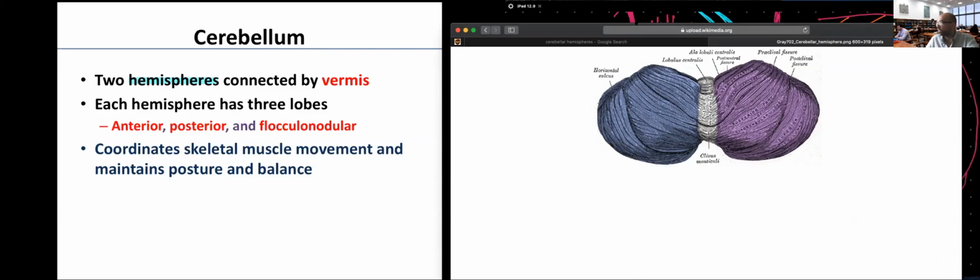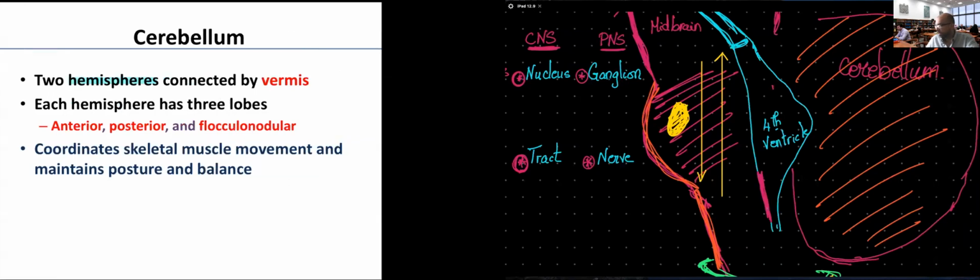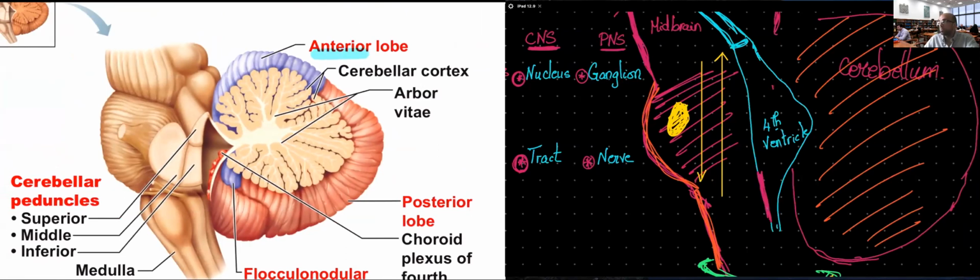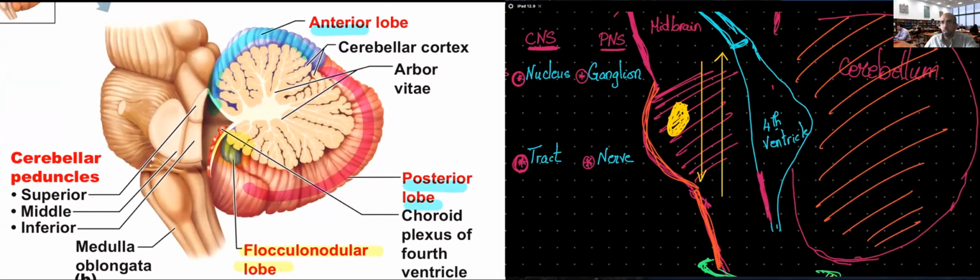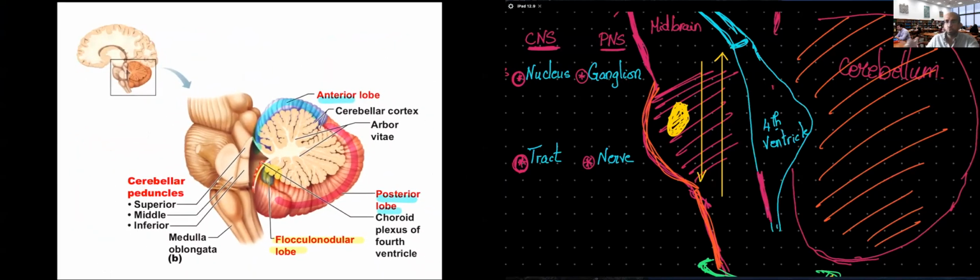Vermis. Each hemisphere is formed of three different lobes. We're looking on here: the anterior lobe, posterior lobe, and we've got a third one on here. This is my flocculonodular lobe. So again, the cerebellum is formed of two cerebellar hemispheres. Don't get confused between cerebral hemispheres and cerebellar hemispheres. Cerebral hemispheres are the right and left hemispheres of the cerebrum. Cerebellar hemispheres are the right and left hemispheres of the cerebellum. Again, we've got three lobes: anterior lobe, posterior lobe, and flocculonodular lobe.